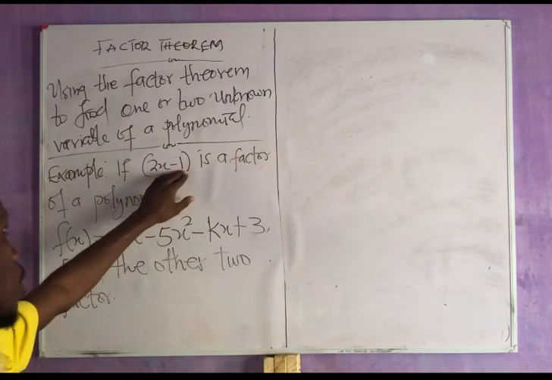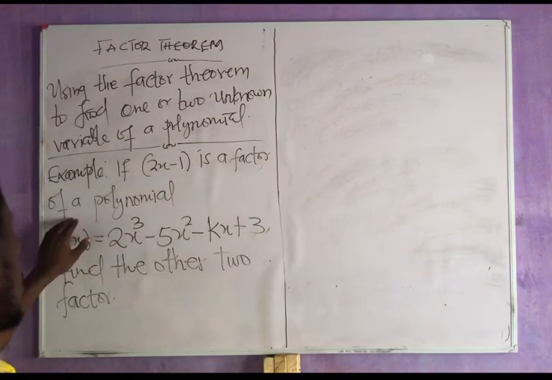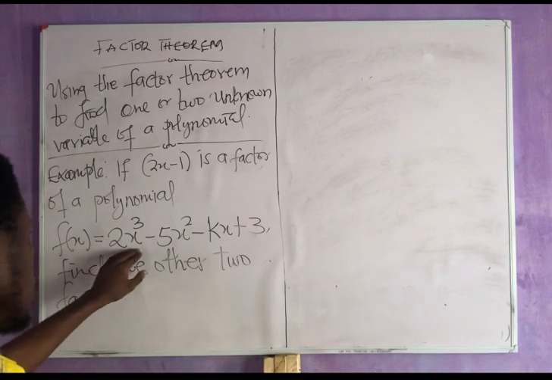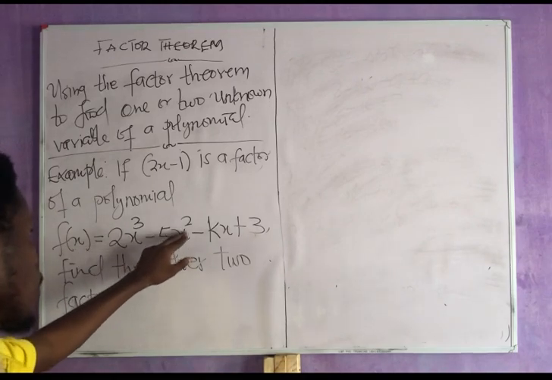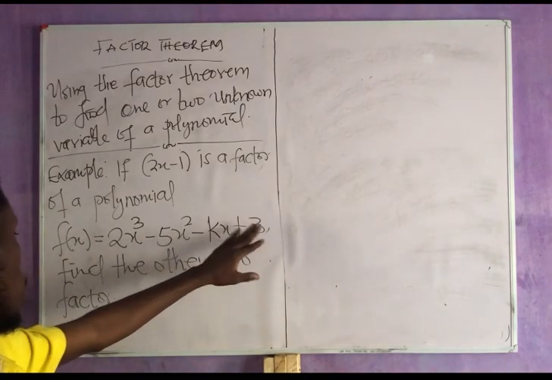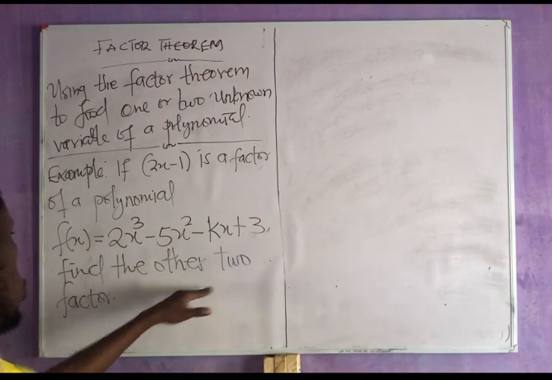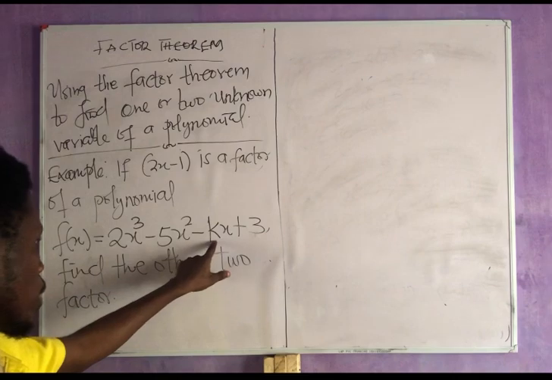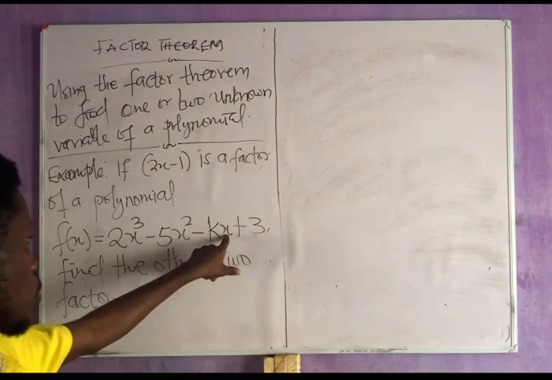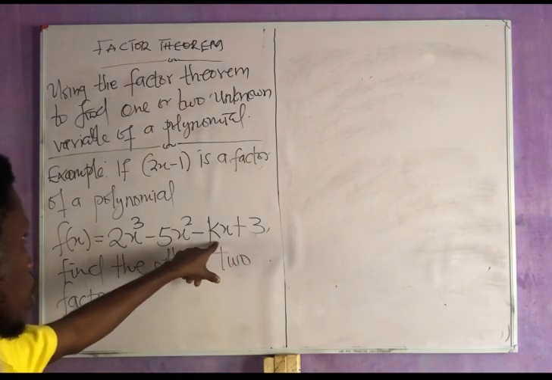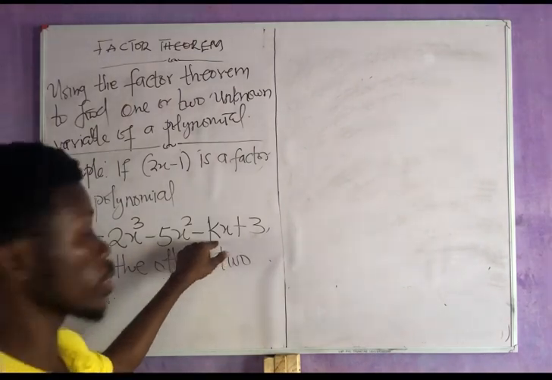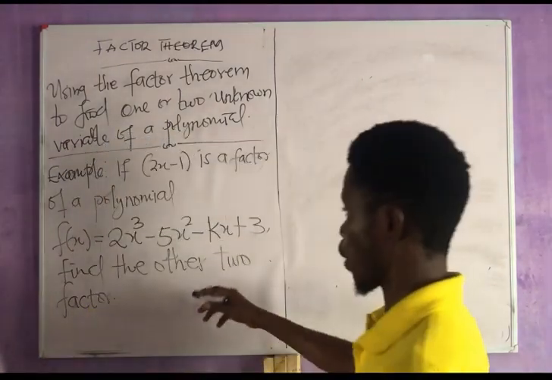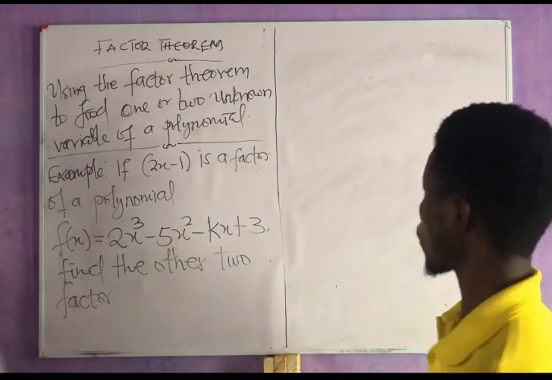If 2x minus 1 is a factor of a polynomial f(x) equals 2x cubed minus 5x squared minus kx plus 3, find the other two factors. So the first thing to do is to find this k, because the coefficient of this x is not known. It's given as k. Let's look at how we can go about this. Then after that, we find the other two factors.